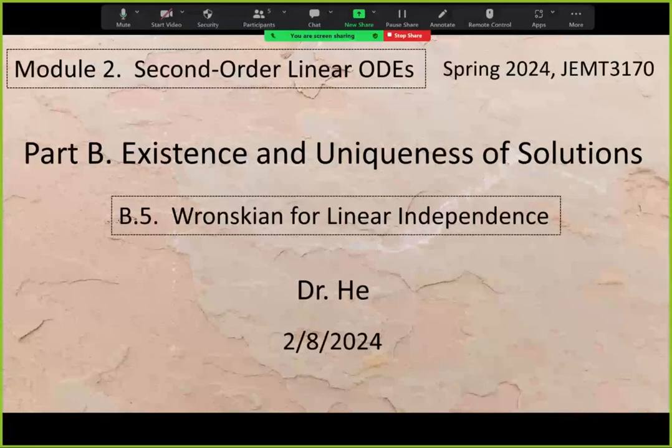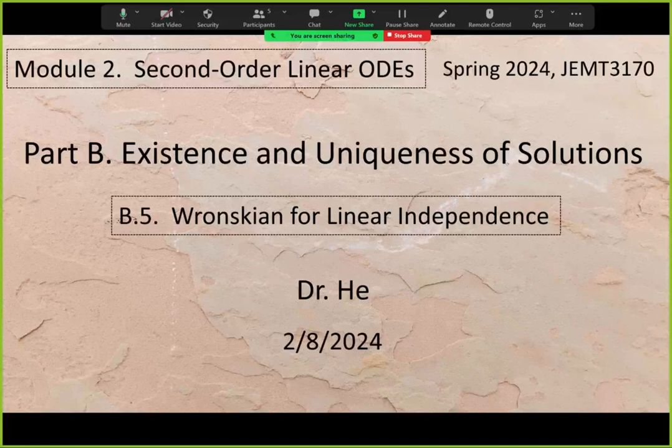I mentioned this before, how to check whether two solutions are linearly independent. Here we have a specific way. After you do the calculation, you can see if they are linearly independent or not.